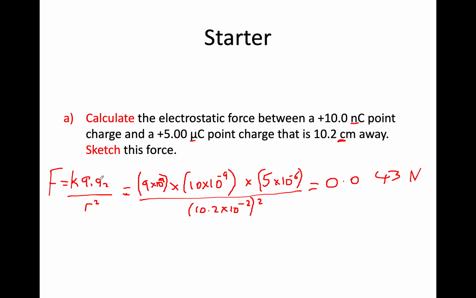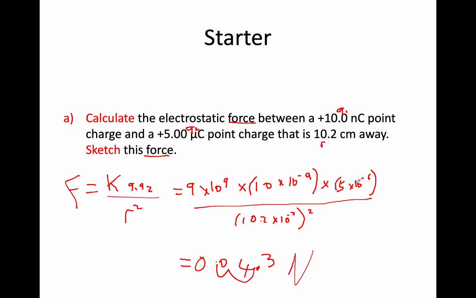So F = kQ1Q2 over r squared: 9 times 10 to the 9, multiplied by 10 nano, so 10 to the minus 9, multiplied by 5 micro, 10 to the minus 6, divided by 10.2 times 10 to the minus 2, because it's centi, squared. And then you get your answer. I've shown you how to use a calculator, so I think this might have been the example that we used in that calculator.